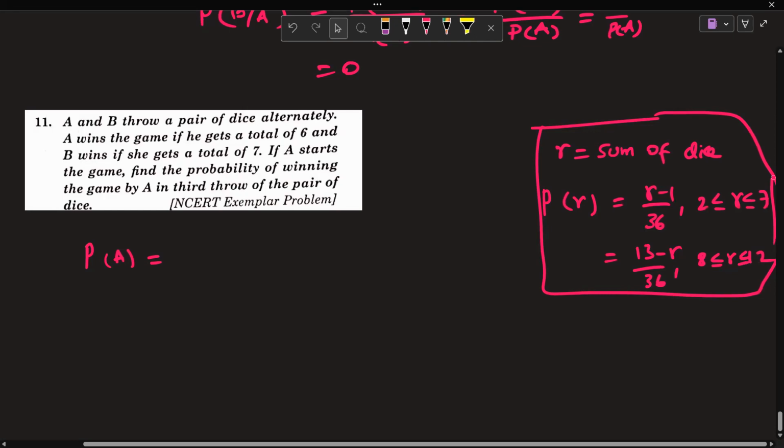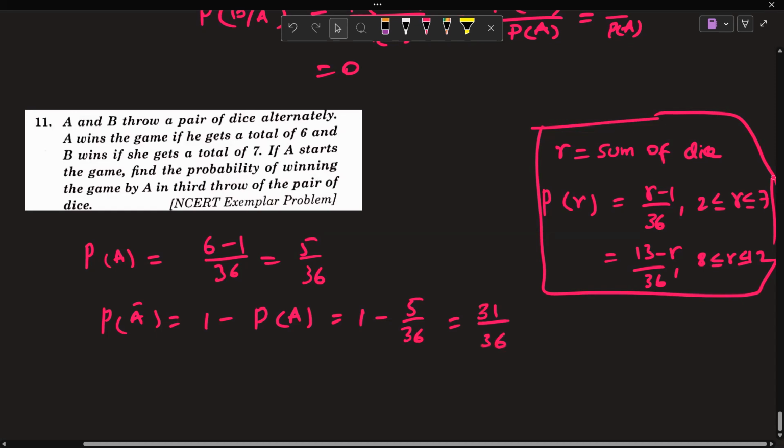So what is getting a sum of 6? You should use this formula: 6 minus 1 by 36, which is 5 by 36. Also calculate A bar. A bar means 1 minus P of A, that means A will lose the game. 1 minus 5 out of 36. How much is it? 31 by 36.